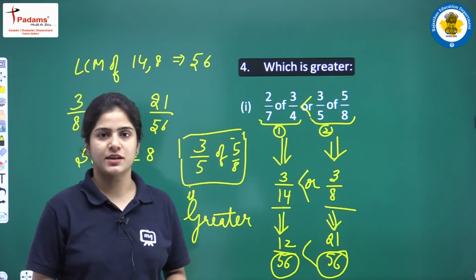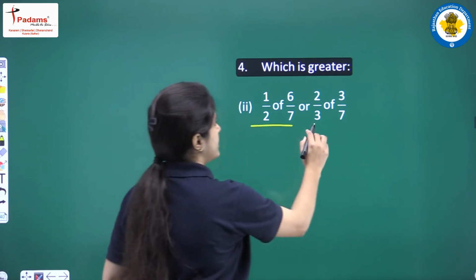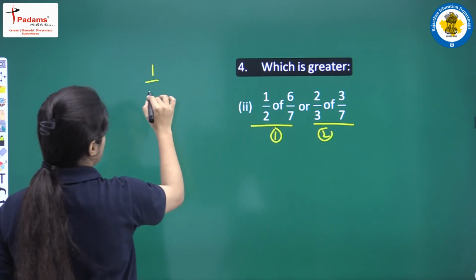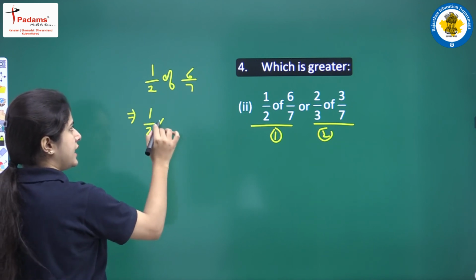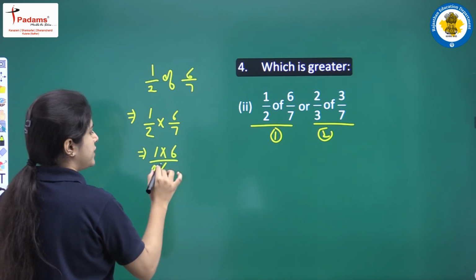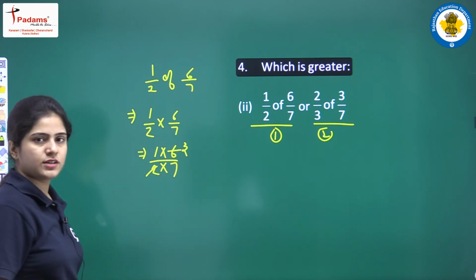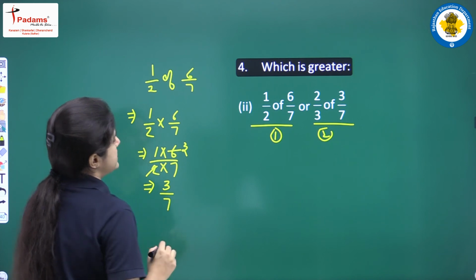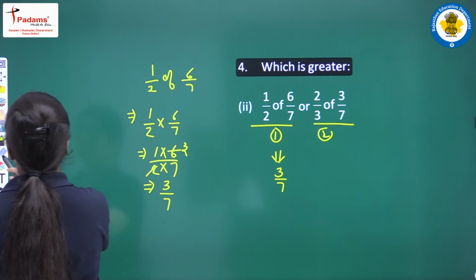Now we will discuss another question, that is which is greater, this one or this one. This is 1 and this is 2, the similar thing, okay. So 1 upon 2 of 6 upon 7, that is 1 upon 2 into 6 upon 7, that is 1 into 6 upon 2 into 7. Clearly 2 and 6 can be cancelled out, from the table of 2 into 1 and 2 into 3. So this is 3 upon 7, okay students.